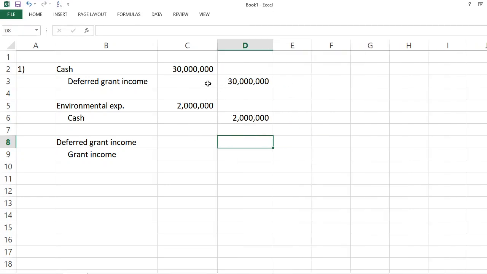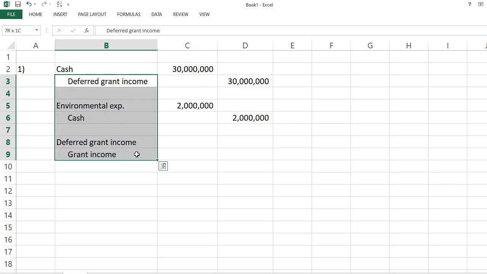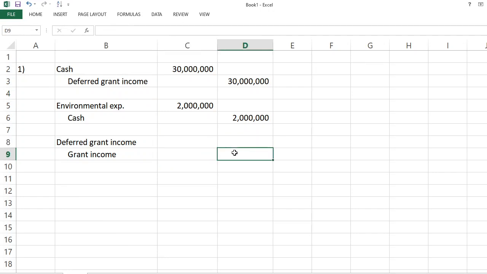So, the deferred grant income is not an income but a liability. Ibig sabihin, pag hindi tayo nag-comply, ang liability na to is babayaran natin. Pero pag nag-comply tayo, pwede na natin siyang i-consider as grant income. Okay, so since in the first year, nag-comply naman tayo, kaya meron tayong portion na ibibigay.